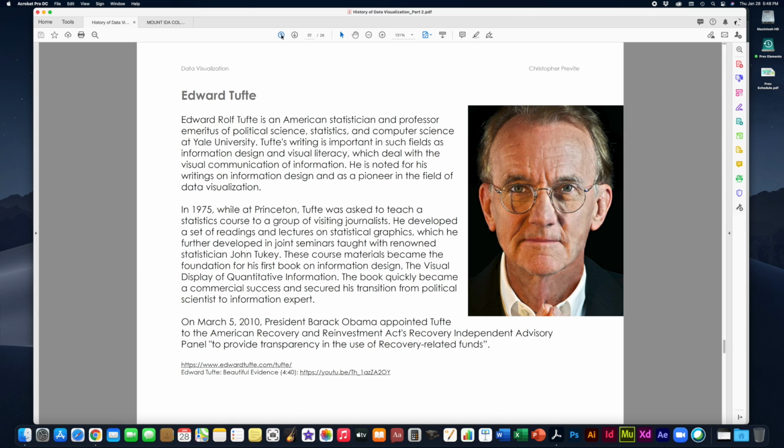When Tukey was a teacher, when he was getting his master's degree and his PhD, he had the opportunity to teach, and one of his students was this guy, Edward Tufte. So Edward Rolfe Tufte is an American statistician and professor emeritus of political science, statistics, and computer science at Yale University. He is currently considered basically the father of modern data visualization, and I often say that that is because he is the only one left alive.